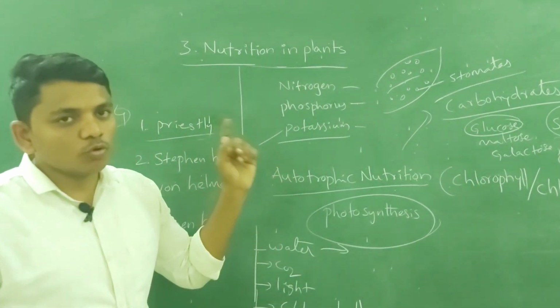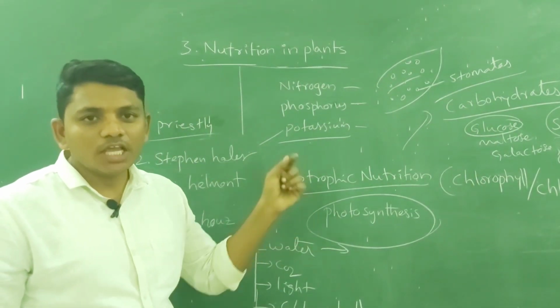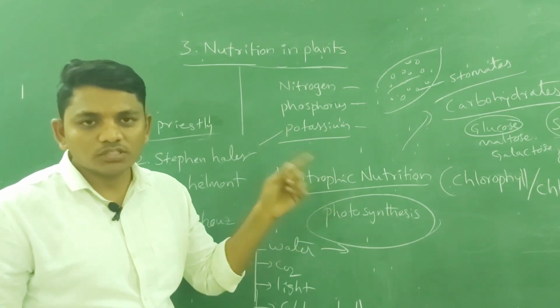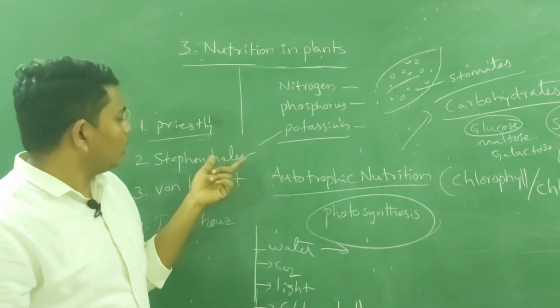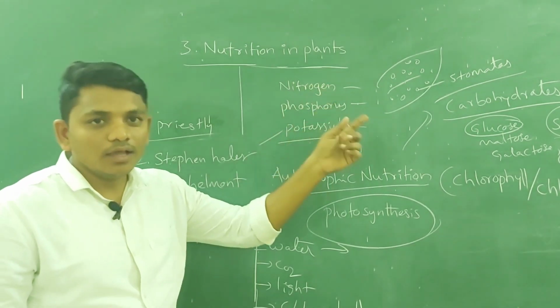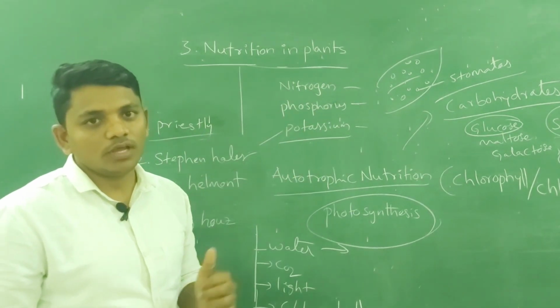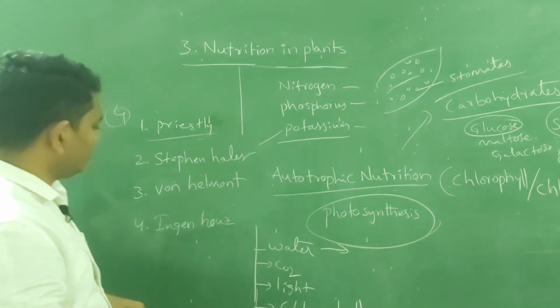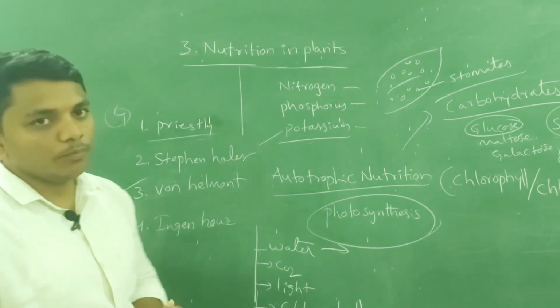Through the stomata the water escapes from the leaves. This process is called transpiration. According to Stephen Hales, transpiration only occurs in the leaves. Clear? Third one, von Helmont.